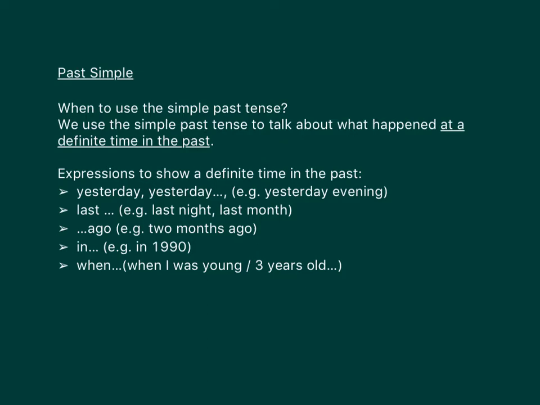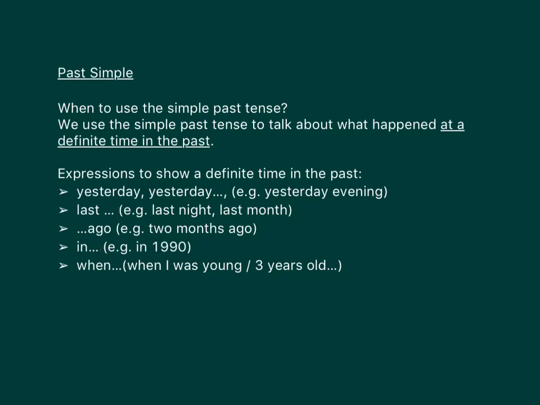The simple past tense. When do we want to use the simple past tense? We use the simple past tense to talk about what happened at a definite time in the past. Here are some expressions to show a definite time in the past. Yesterday, or yesterday something, like yesterday evening. Last something, for example, last night, last month, or some time ago, for example, 2 months ago.